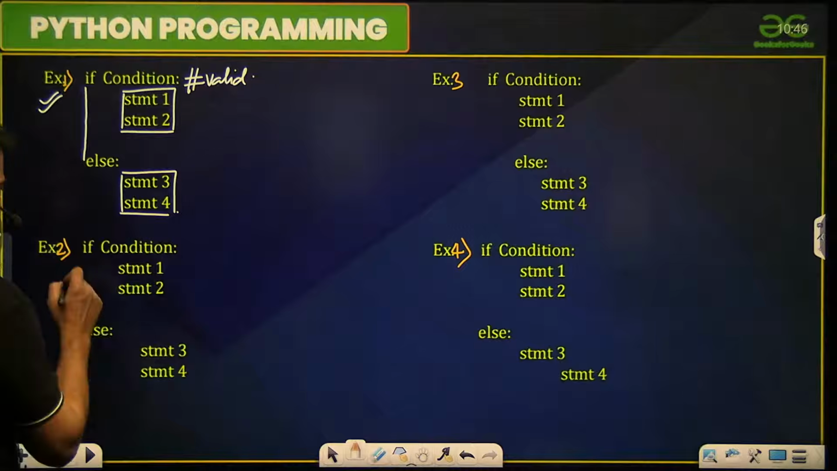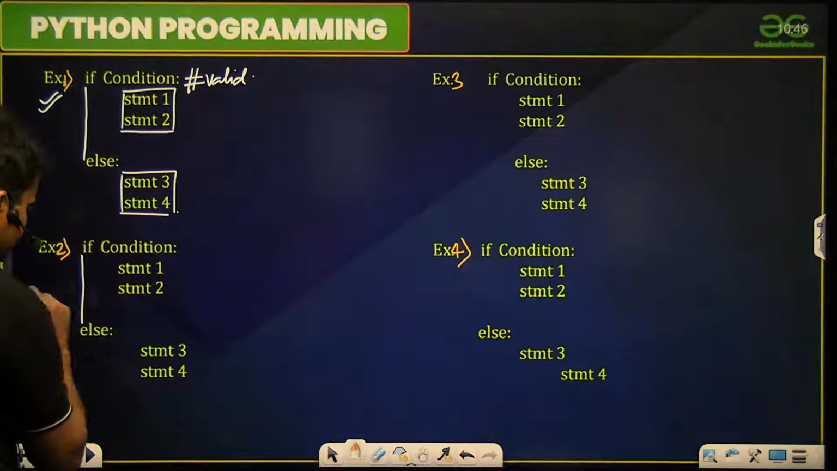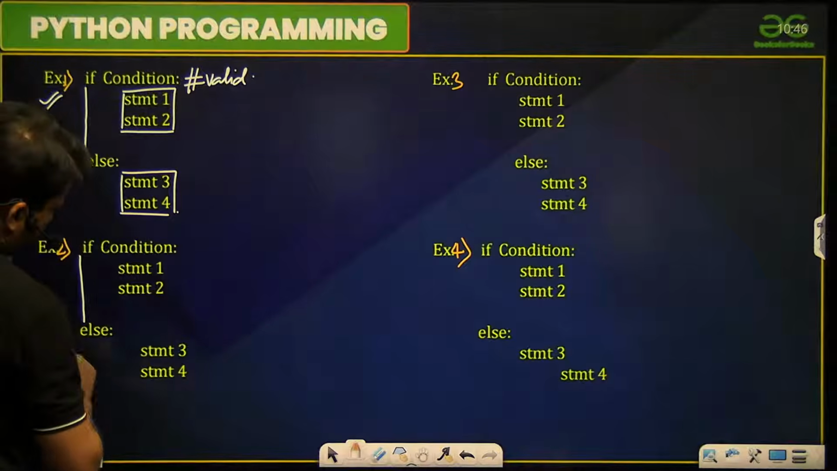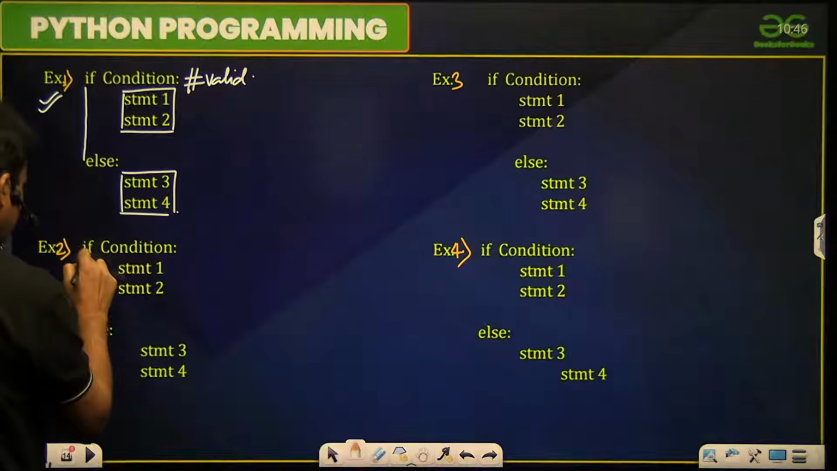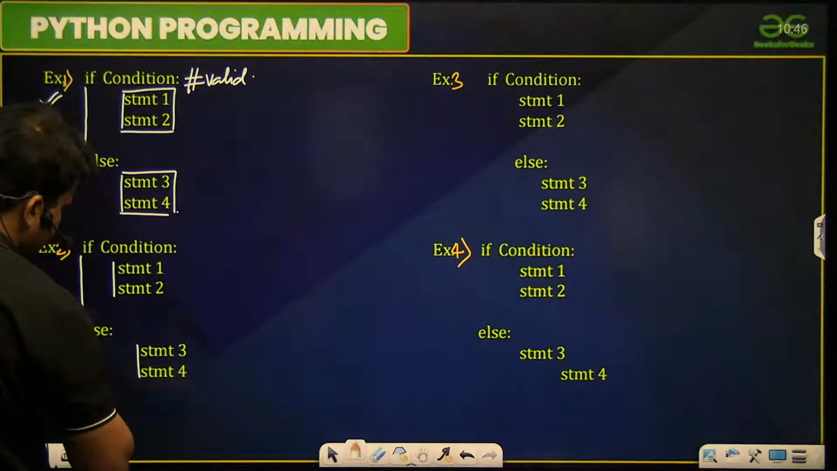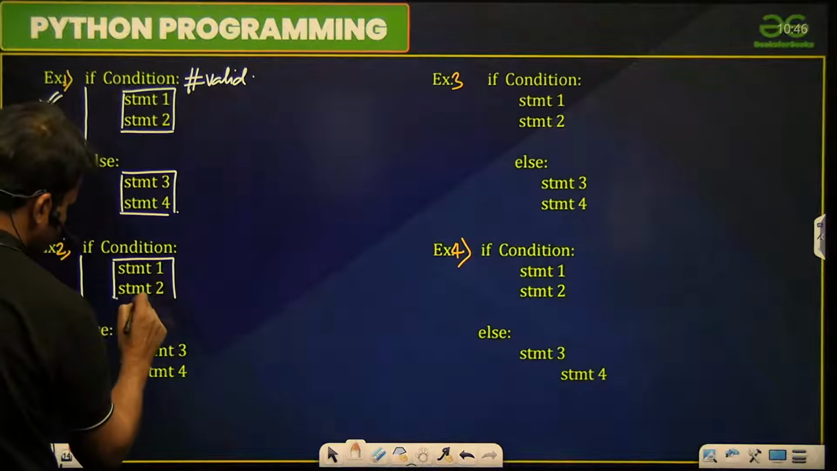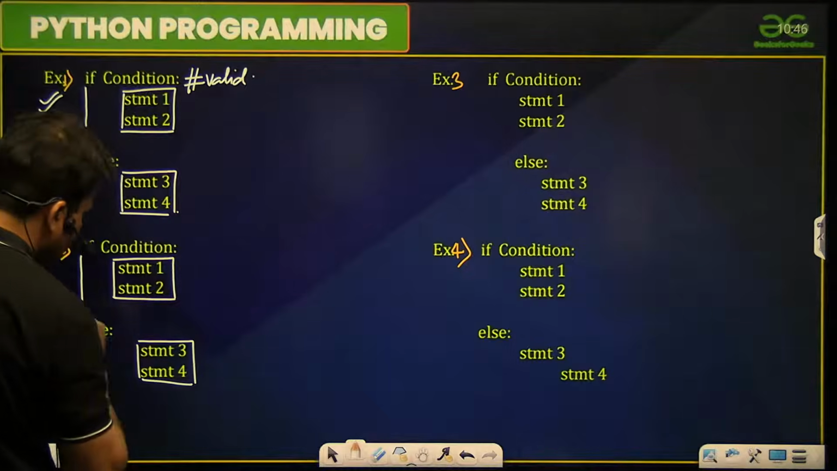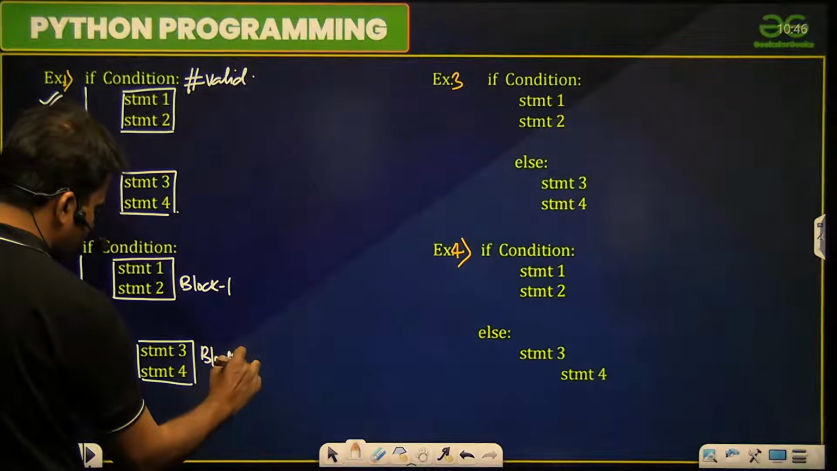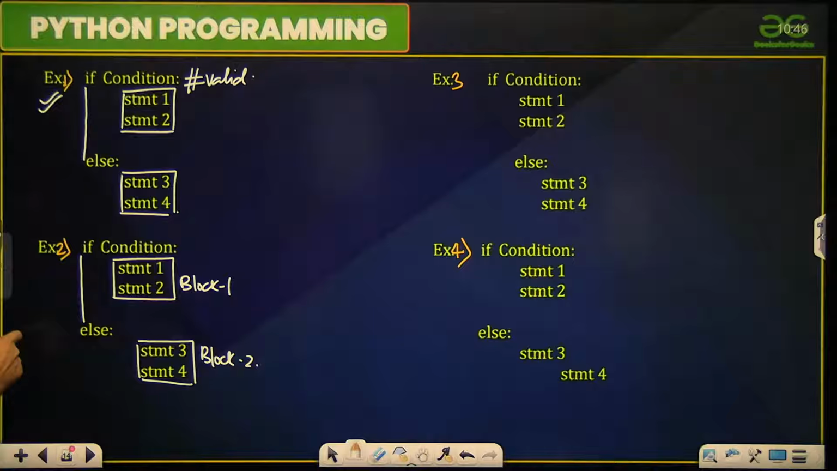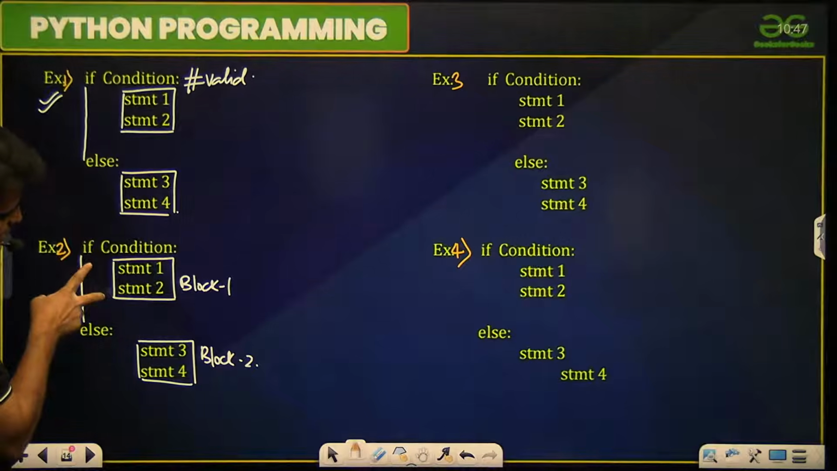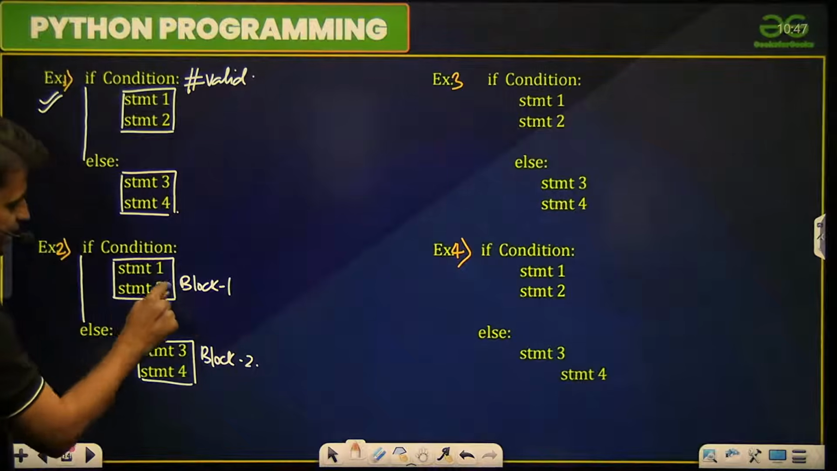So the else and if indentation is the same, student. Similarly, this block's indentation is the same and this block's indentation is the same. Let this be block 1 and this be block 2. So my dear student, the if and else indentation of an if-else must be the same. And the indentation of all statements inside a single block must be the same.